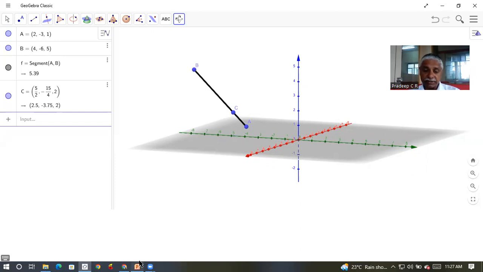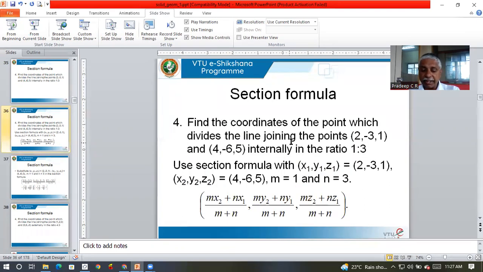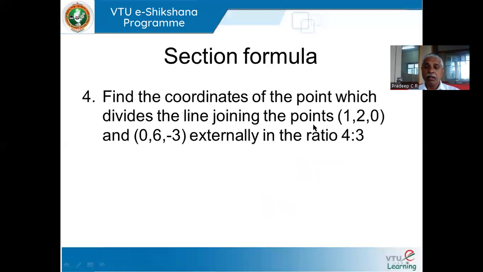For the exam, you just need to figure out that this is x1, y1, z1, x2, y2, z2 and m, n. You must be able to put it in this formula to get this particular answer. This is the answer, which means this point is the one which breaks up x1, y1, z1 and x2, y2, z2 in the ratio 1 is to 3. That's all you need.